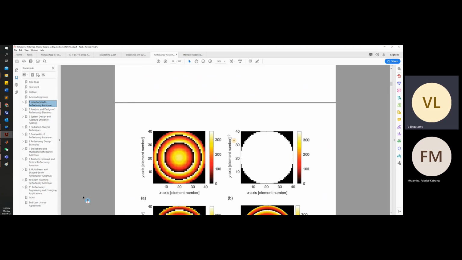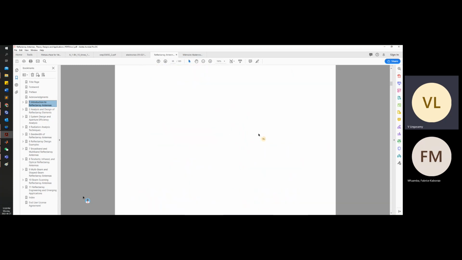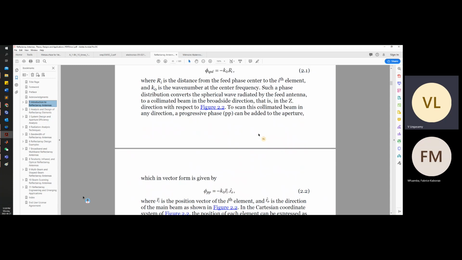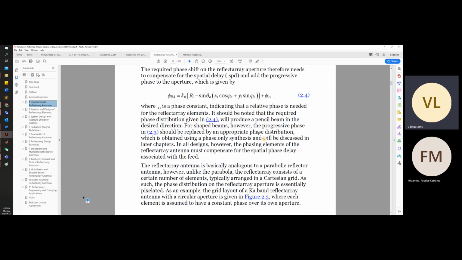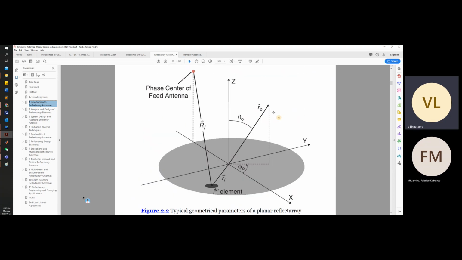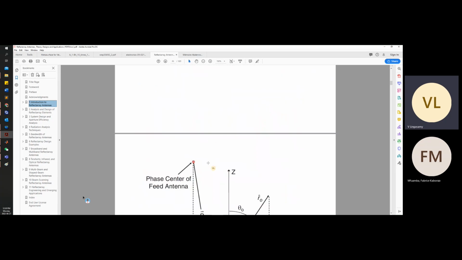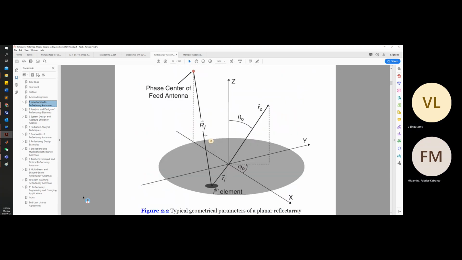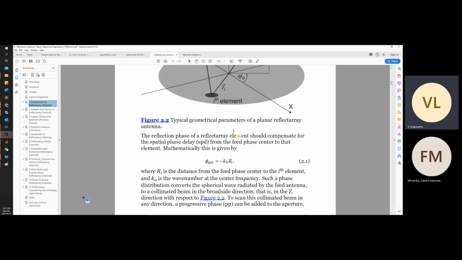Now, there is an equation like, for example, you can see here there is a Ri term. K naught is the phase constant. Ri is nothing but the distance from the feed point to the location of the ith element, or nth element, or mnth element, anything. This is the distance.